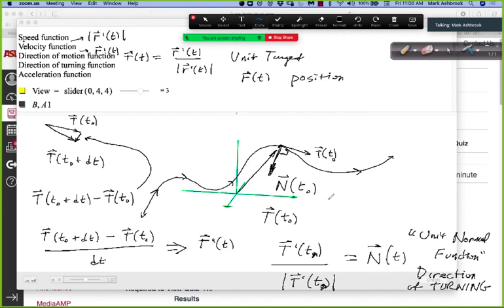Okay, so now I'm going to come along. So we've got unit tangent. The direction of turning function, that's this, N of t. We get that by taking the derivative of the unit tangent function and unitizing it, making it a unit vector. So now there's one more function, and that's what you get when you do T cross N.